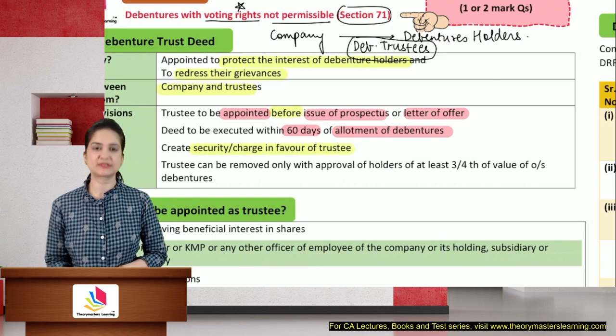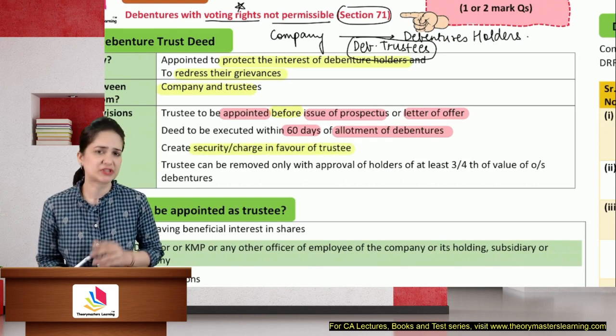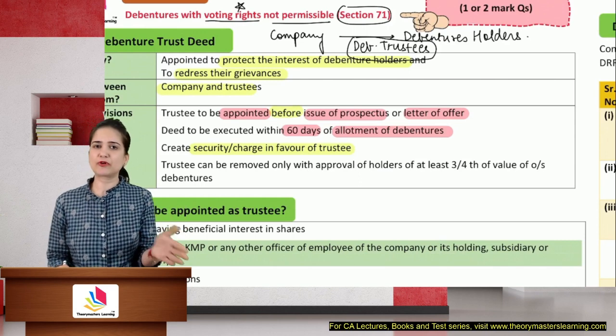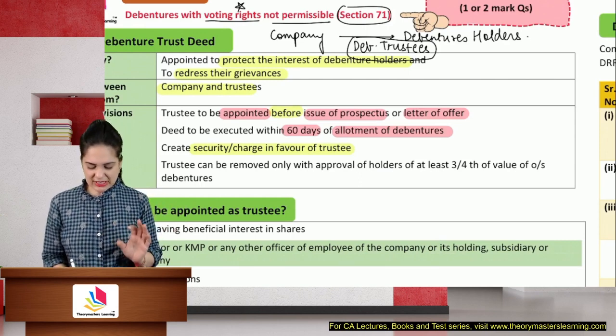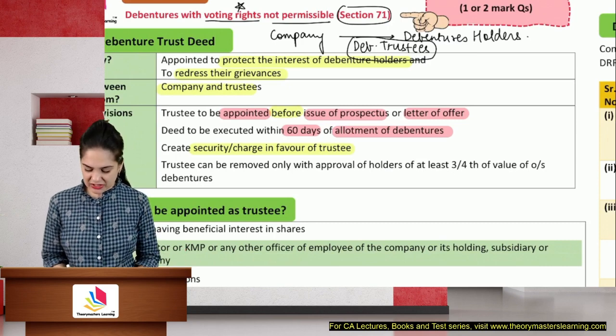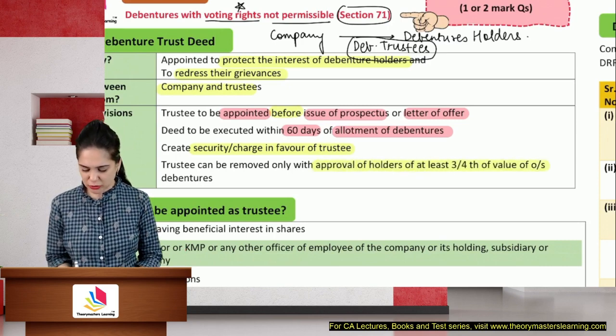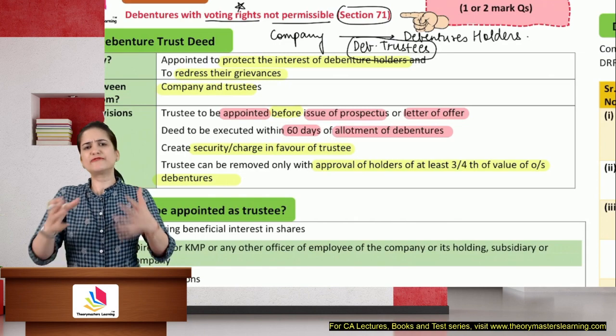Now, if the debentures are secured, then the charge will be created in favor of the trustee, so that in case the company defaults, he can sell the security and pay the debenture holders. Trustee, if we want to remove, can be removed only with the approval of holders of at least 3/4 of the value of outstanding debentures.